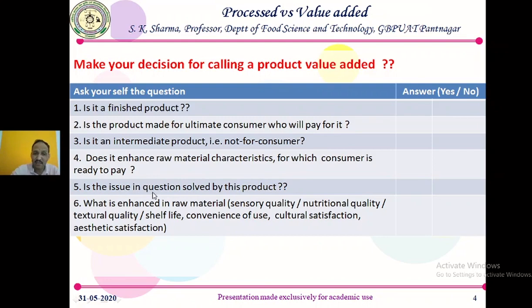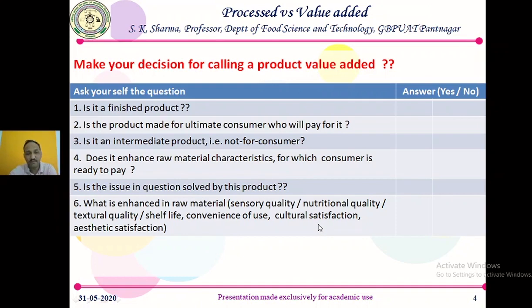And then, is the issue in question solved by this product? Say, for example, the issue is the utilization of apple as a produce. By making a jam, is the issue solved? Then answer yes or no. Then last, what is the enhanced raw material? What is enhanced in this raw material? Is it the sensory quality, nutritional quality, textural quality, shelf life, convenience of use, the cultural satisfaction, or the aesthetic satisfaction? I'll be coming to these things, but you have to answer it.